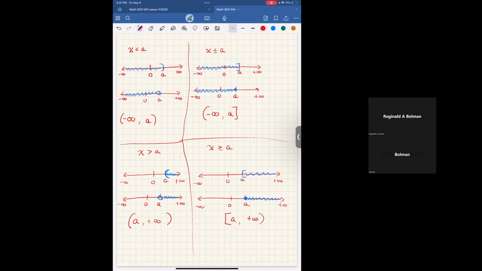I want you guys to copy this cheat sheet and have it ready for your final exam, because you will be given some of these inequality problems, and it would be a big shame to mess up when you really should have a cheat sheet available to you.